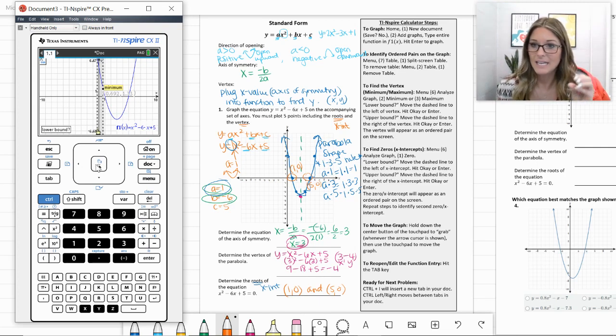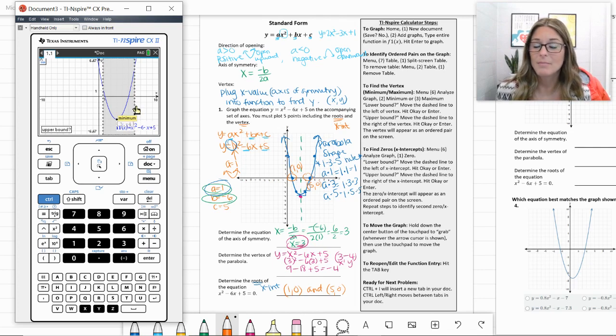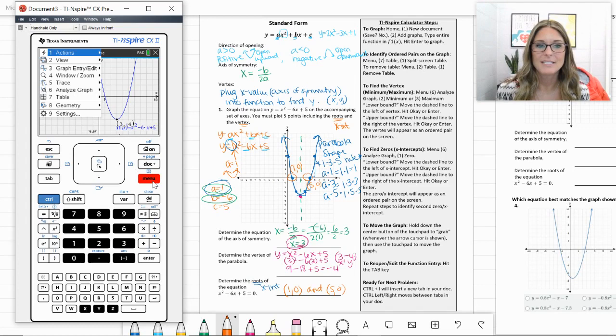As soon as I hit enter, it's going to switch to upper bound. And it's waiting for me to put my dashed line on the other side, just creating this range where I'm looking on the graph. So again, anywhere. You can already see it's starting to identify my minimum. It's already got the vertex labeled there, 3, -4. But I'm going to hit OK or my center button, and it has labeled it there, 3, -4, as my vertex.